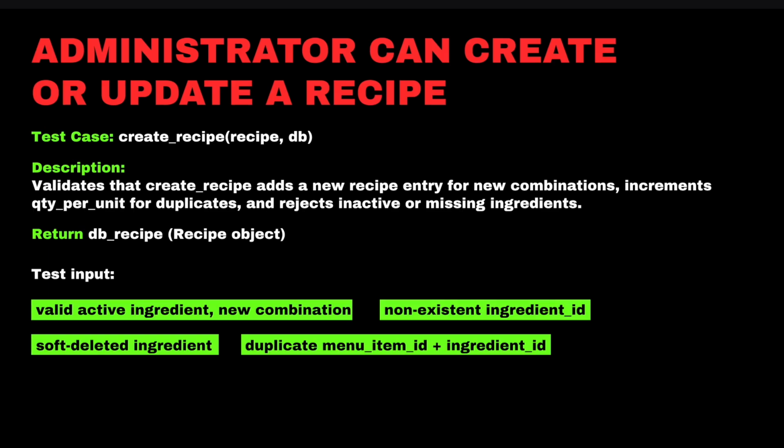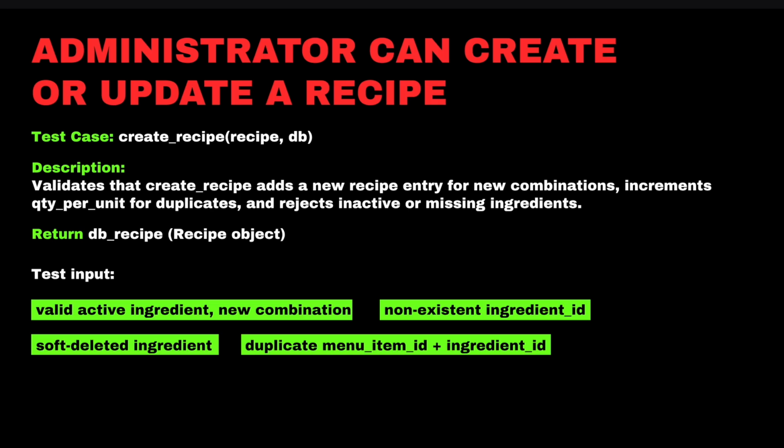The last one is create recipe. It either creates a new recipe entry or increments quantity per unit if the combination already exists. We test 4 scenarios: a valid new combination with an active ingredient, a non-existent ingredient ID, a soft deleted ingredient, and a duplicate menu item ID plus ingredient ID combination.